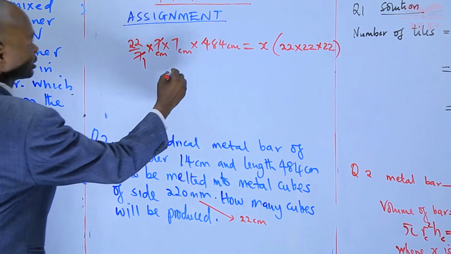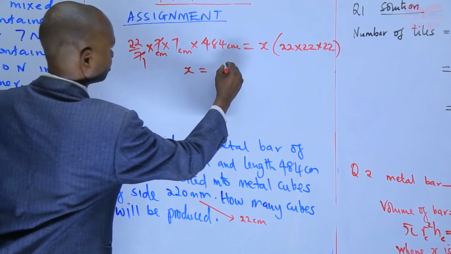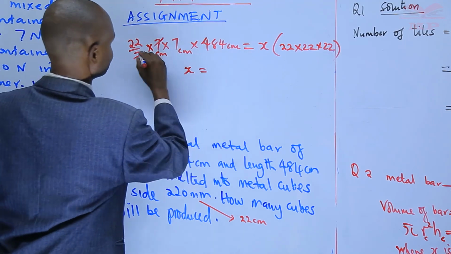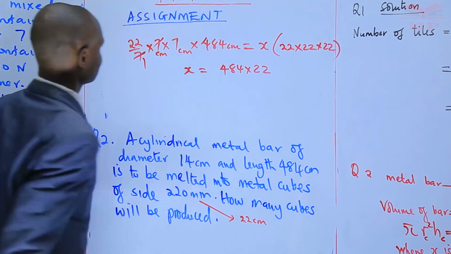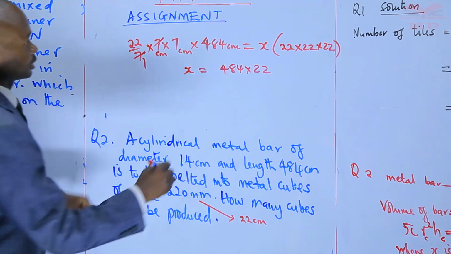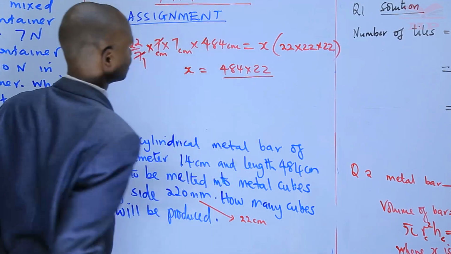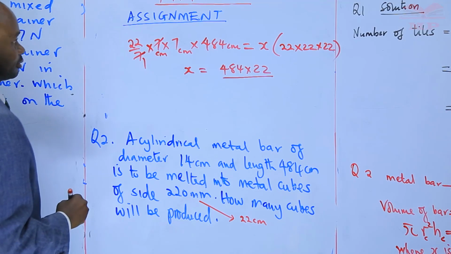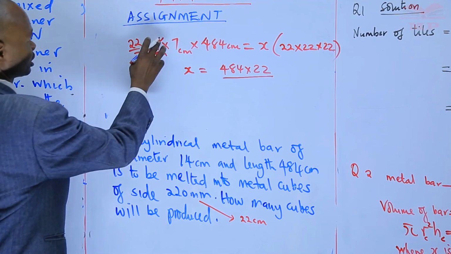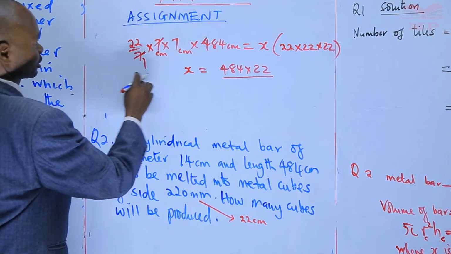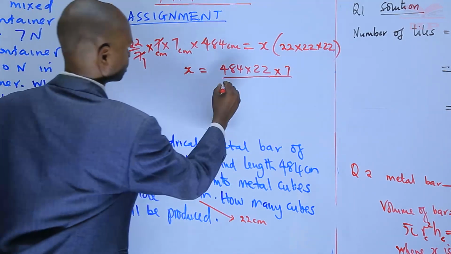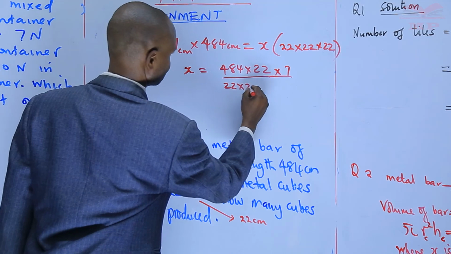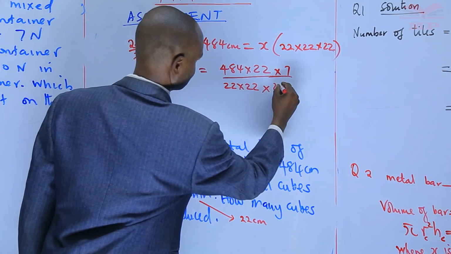So X will be equal to 22, 484 times 22, divided by... this cancelled with that. So I have forgotten a 7 here, into 22 times 22 times 22.